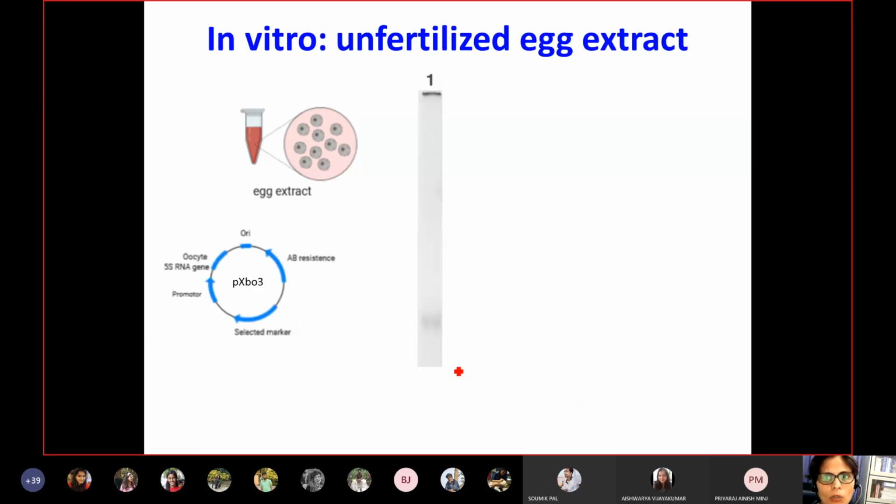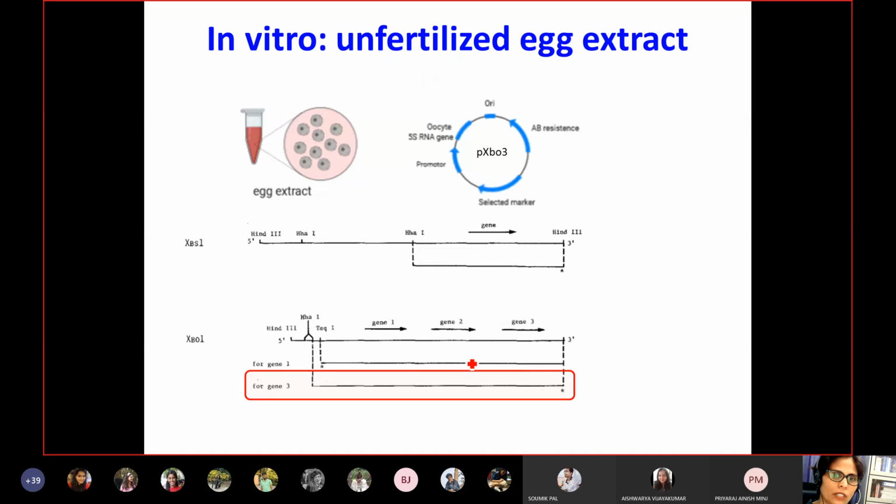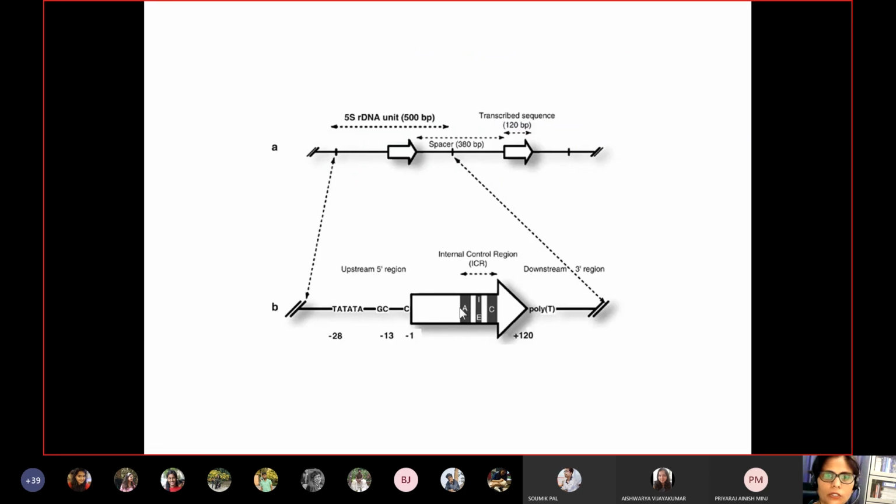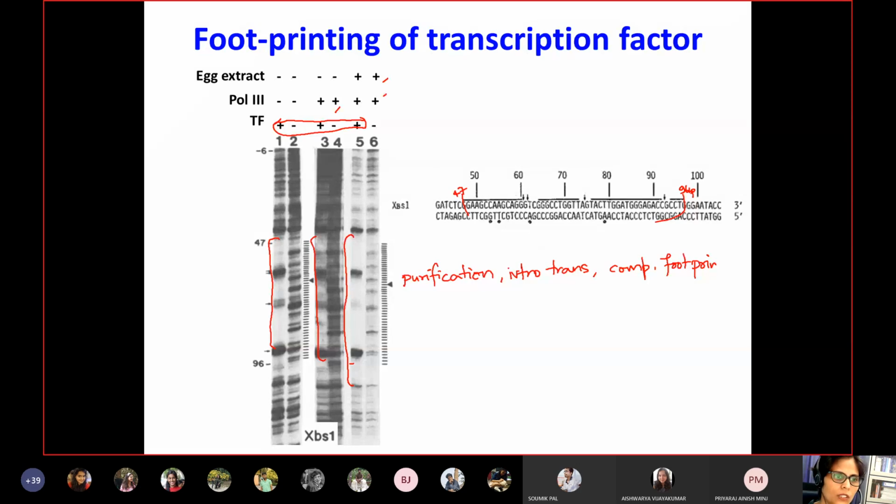If you read more about this 5S gene, you can see that there are a lot of repetitions within these genes. I can show you here. This is one gene, and what you see here is the internal control region. This is just to show whether your transcription factor is binding to this region. The transcribed region has many more genes. So this is your gene, then you have spacers, then your other gene, and then again the 5S RNA gene. Basically this is repeated many times in the system, so that is how one gene is inserted.